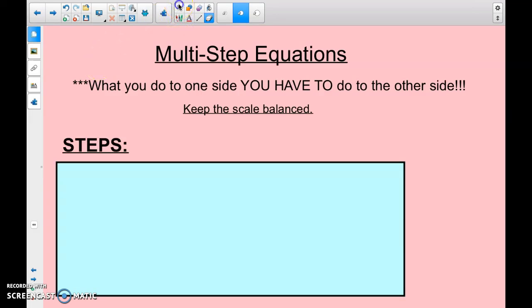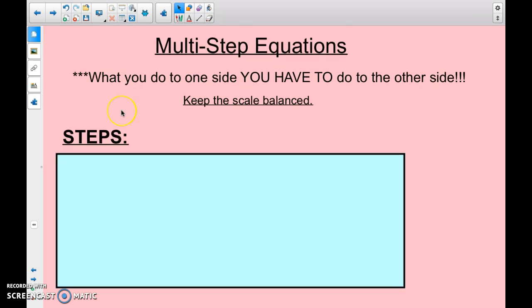All right, welcome. I hope that in front of you right now you should have your note sheet. It's our first day of Unit 1B, which we're going to call multi-step equations. So this should really transition off of what we've been doing so far with two-step equations. Just a reminder here, what we do to one side, you have to do to the other side in order to keep our scale balanced.